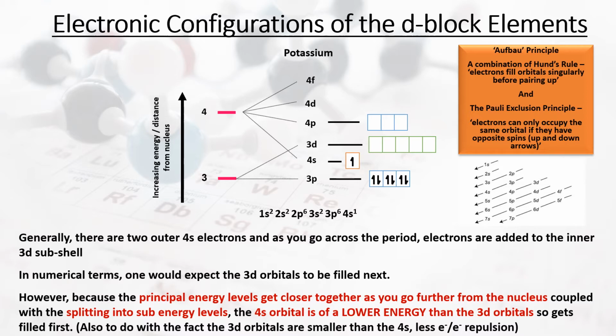Now, what you would expect is for the 3d orbital to be next. However, actually, it is the 4s orbital that is slightly lower down in energy than the 3d. So the 4s fills first, and then the 3d.